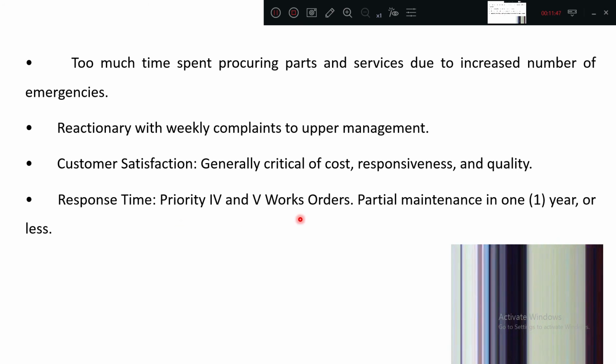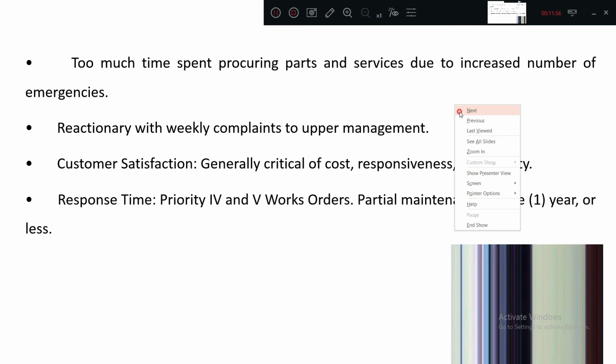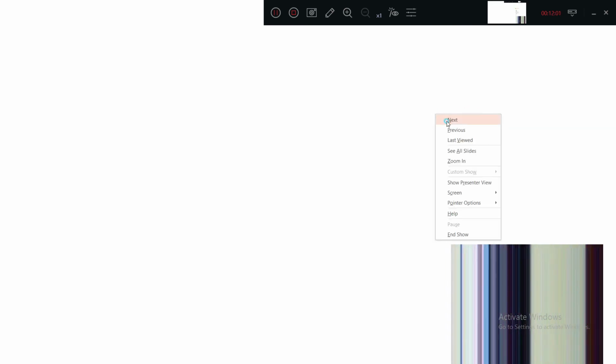Response time, generally work order types 4 and 5 are given, and partial maintenance, that too in 1 year. Partial maintenance, that too in 1 year, such as painting work. Like that, you can give the example.